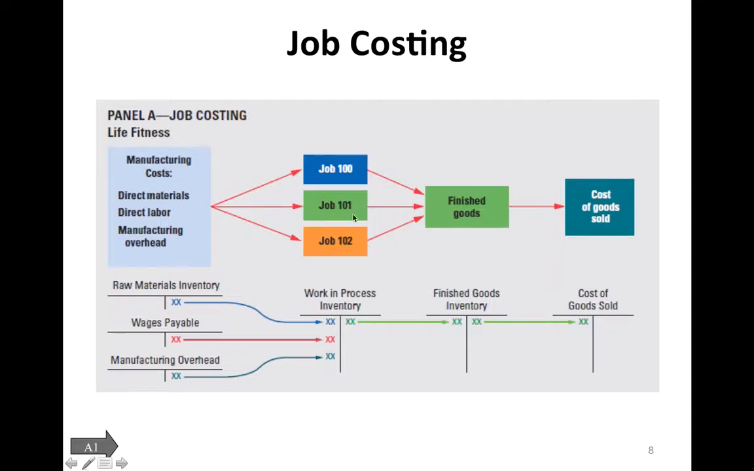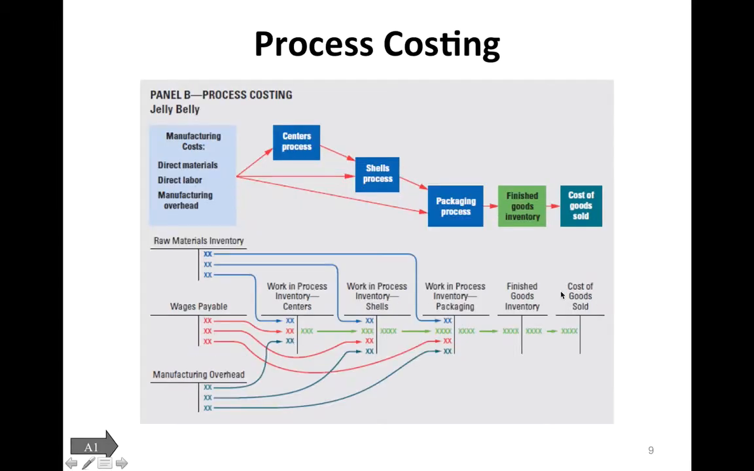So again, this was chapter 2. We accumulated production or manufacturing costs per job, and there was one WIP, and then it went to finished goods and then to COGS. Here you can see that our product or manufacturing costs are used. Now they're using an example of Jelly Belly here. So we have the centers process, the shells process, the packaging process. So therefore we have three WIP inventory accounts.